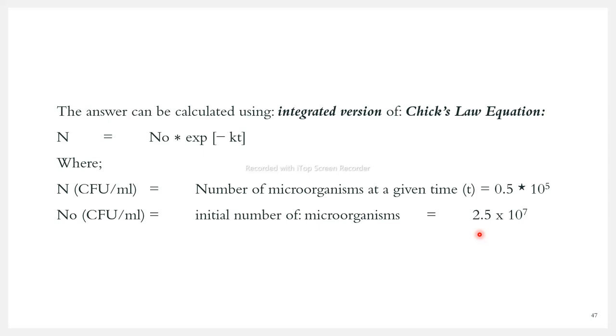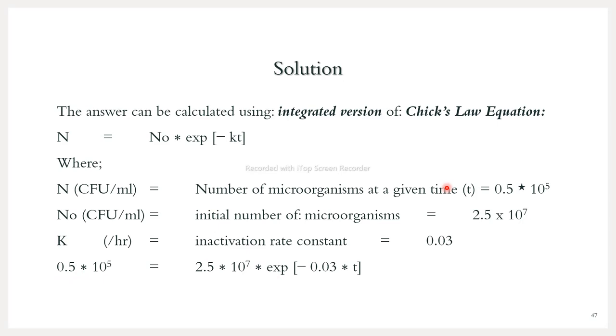Now the k value is given in the question per hour, that means first order. It is an inactivation rate constant, given as 0.03. These are all the values given. We just put them inside the formula, and the solution is something like this. So 0.5 into 10 to the power 5 equals 2.5 into 10 to the power 7 into e to the power minus 0.03, because it is minus kt, into t.